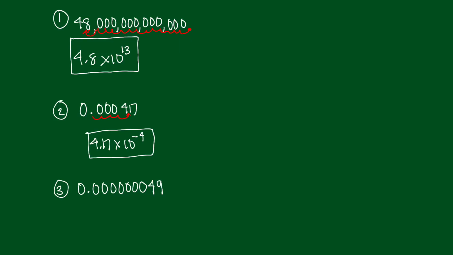All right, let's count. We're going to the right, so I know the exponent is going to be negative. What are we going to have? We count to the right. We're going to go 1, 2, 3, 4, 5, 6, 7, 8. I'm going 8 units to the right. So this is going to be 4.9 times 10 to the negative 8.